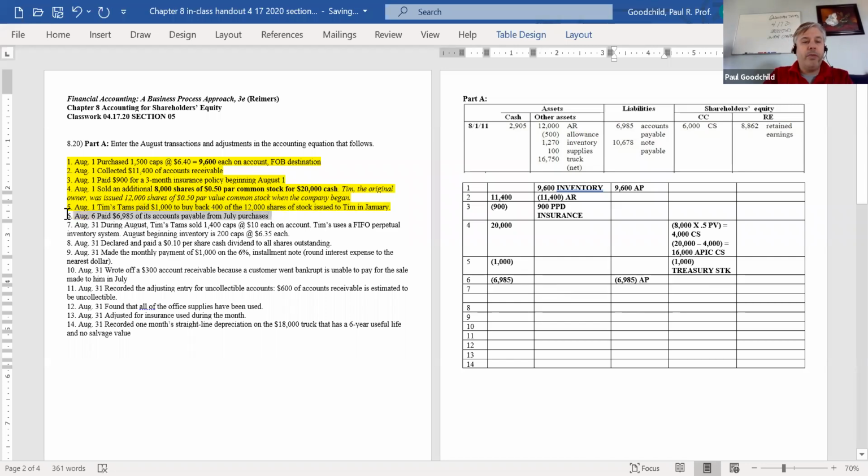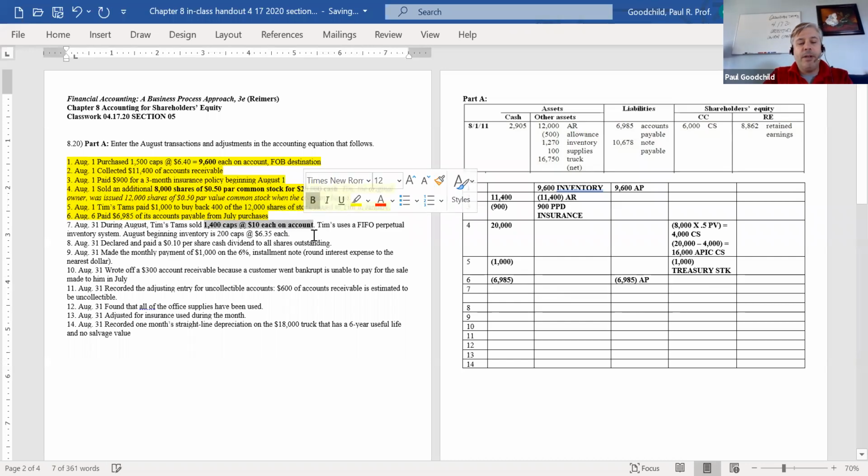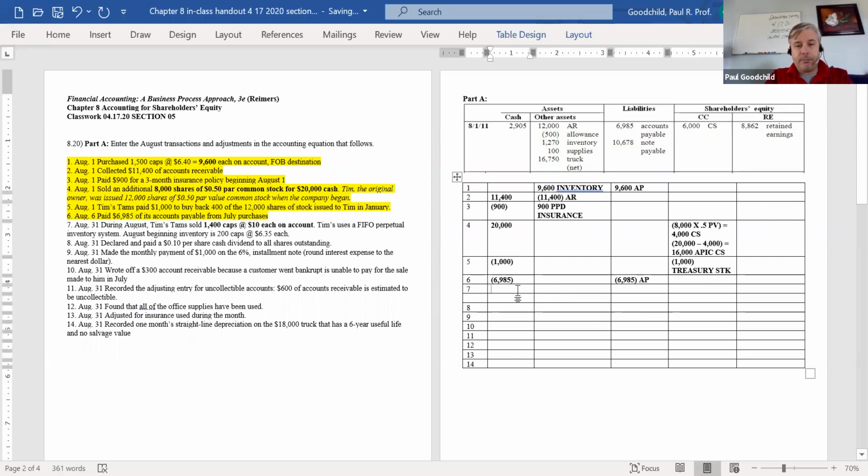Moving on to number 7. During August, they sold 1,400 caps at $10 each on account. So let's take each part of this question separately. They have 1,400 times 10, and so that equals 14,000 in accounts receivable.